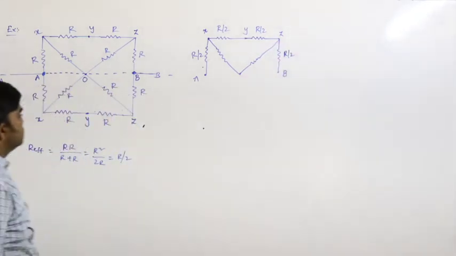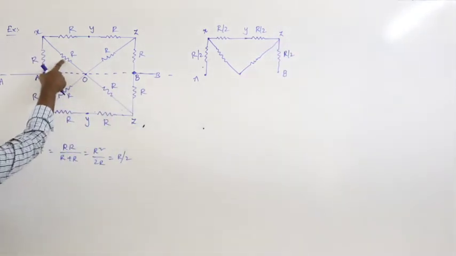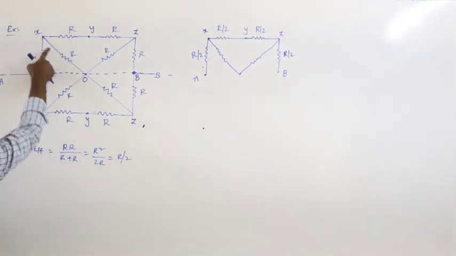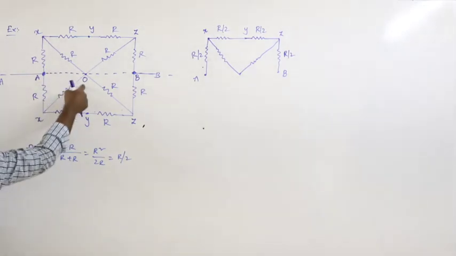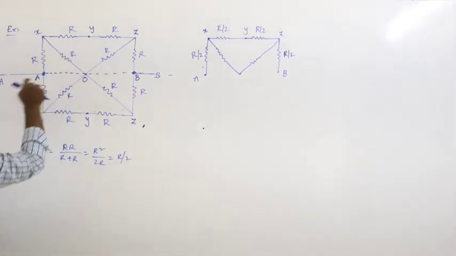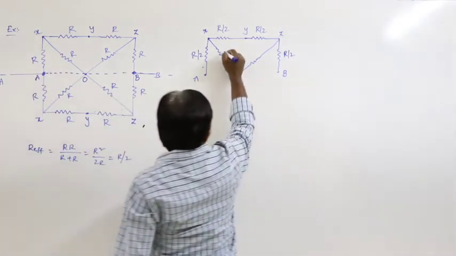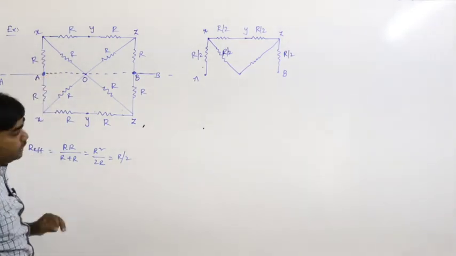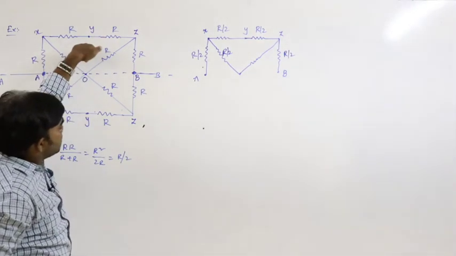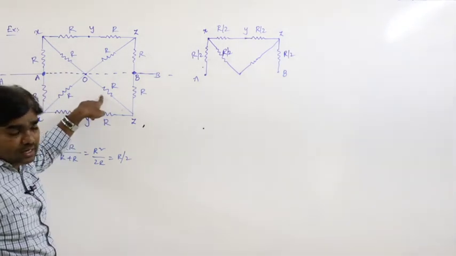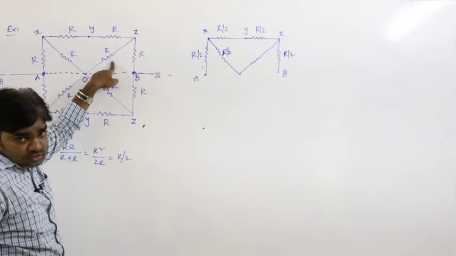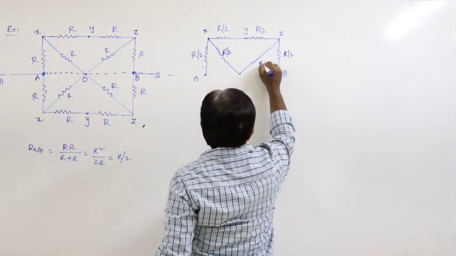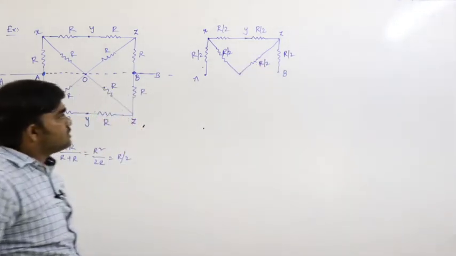Come to these points. So between X and O the resistance is R, and here also between X and O the resistance is R. So these two are also parallel. So R by 2 it is. R and R are in parallel, that's why R by 2. Next it is O and Z, it is R. Here also between O and Z it is R. Both are in parallel. So that's why it is R by 2. This is the simplified circuit.